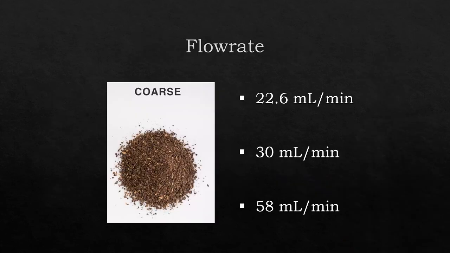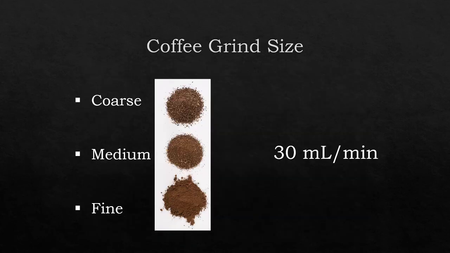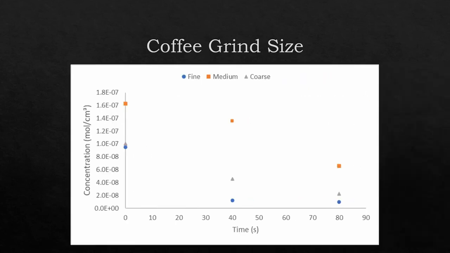First, we collected data using coarse coffee grounds at varying flow rates. It proved our hypothesis that slower flow rates would result in higher caffeine extraction. Next, we tested different coffee grind sizes at a constant flow rate. The coffee grind size data had unexpected results. We had the highest extraction with a medium grind rather than the fine one.